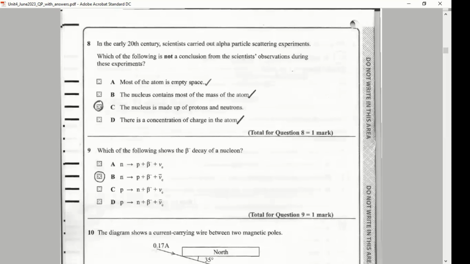So that takes it down to A or B, producing a beta minus. The beta minus is taking away negative charge. So the charge is now balanced. The one thing that doesn't balance is your lepton number.